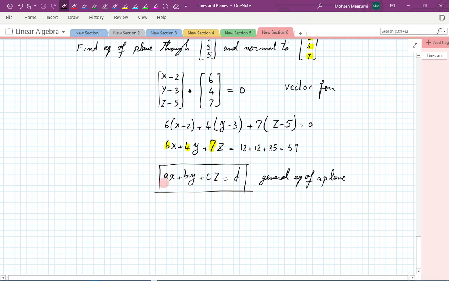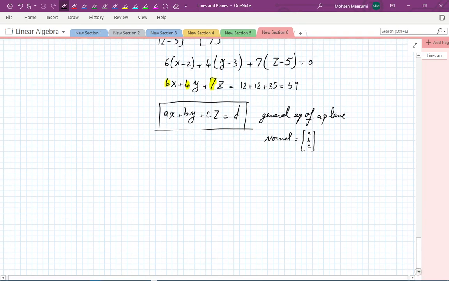And once again, let me remind you, the normal to the plane from that equation is very easy. We don't need any work. We just harvest these three numbers. That vector or any multiple of it is going to be the normal vector. Okay, that was a very easy way of getting the equation of a plane.